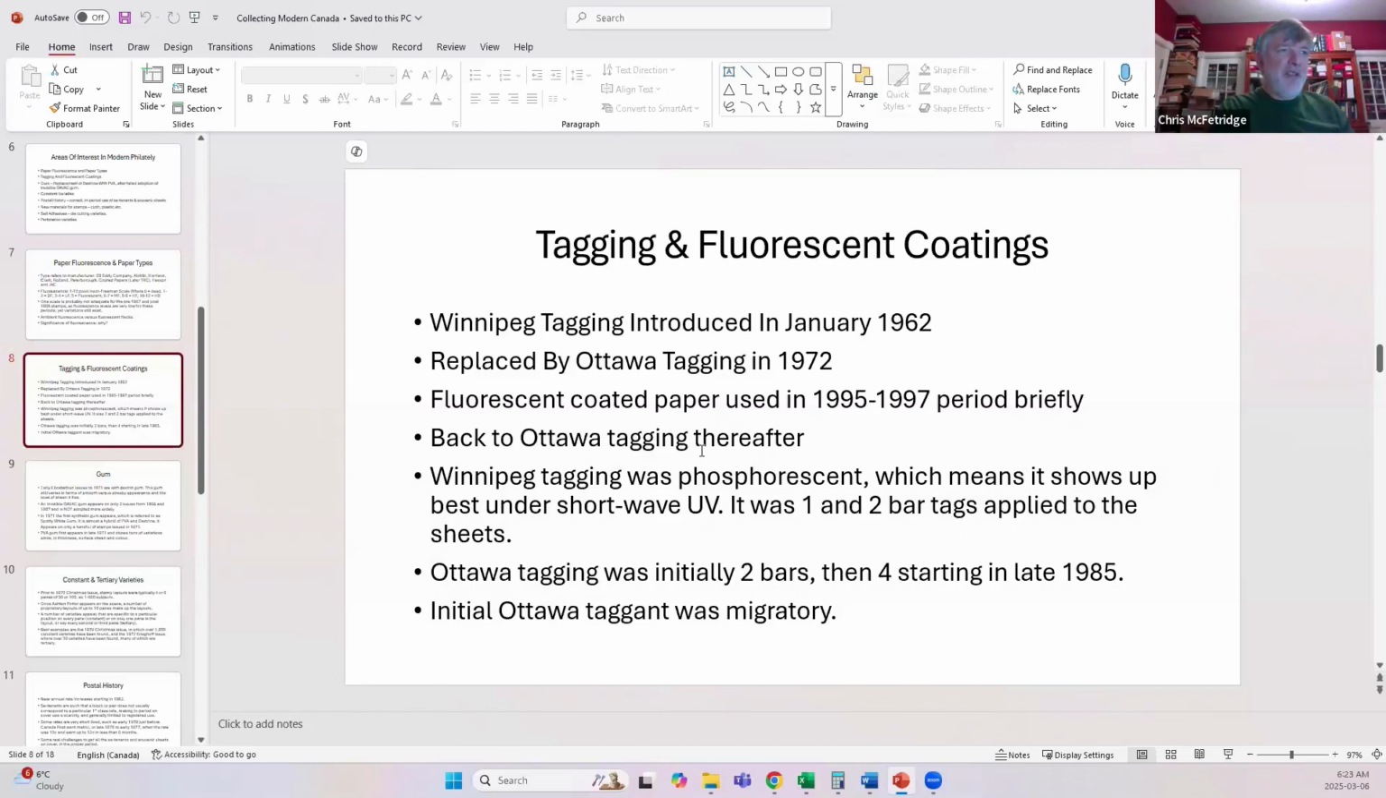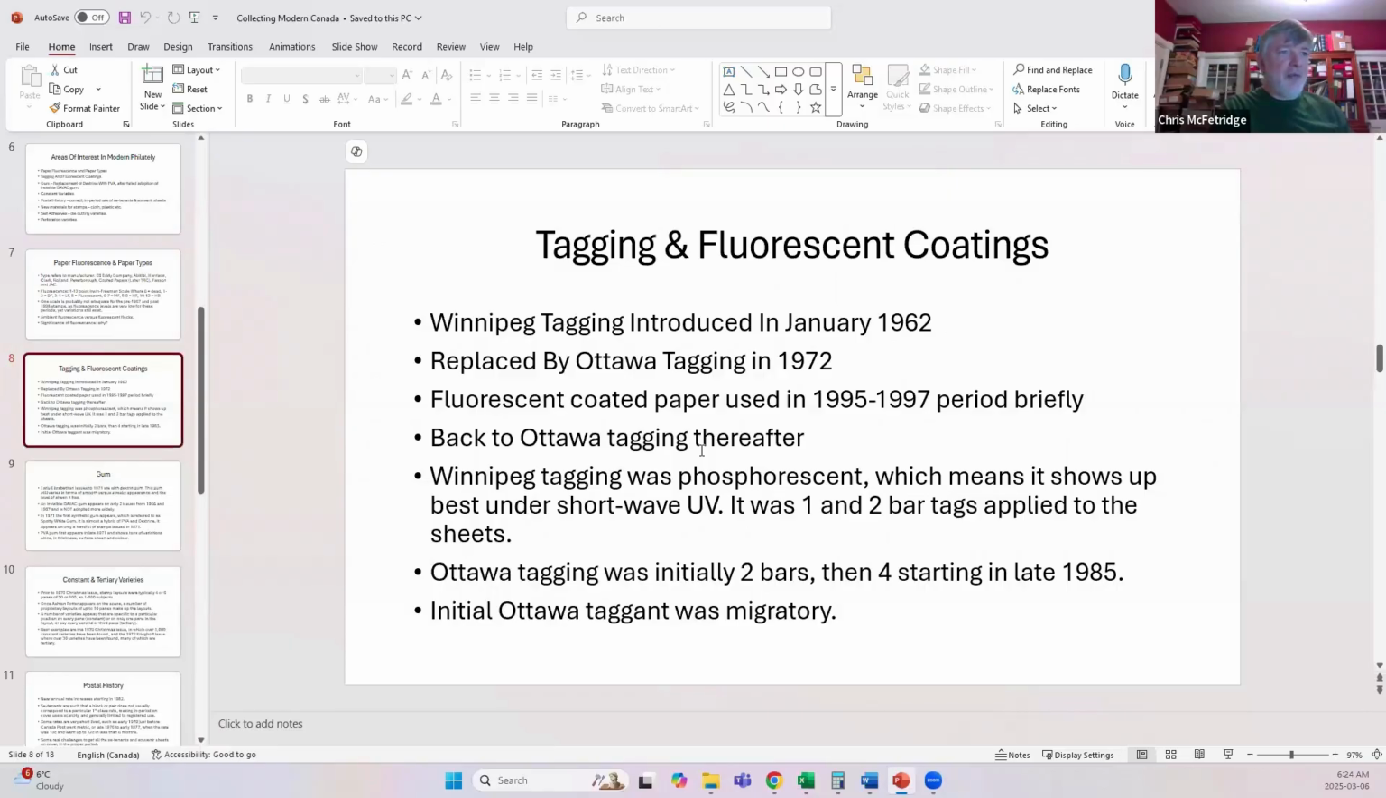And that tagging was used intermittently on various issues from Canada throughout the 60s, right up until 1972. And then it was replaced by a fluorescent tagging called Ottawa tagging in 1972. And Ottawa tagging glows bright green or bright greenish yellow, and it's visible under normal shortwave or long wave UV light. So a black light that you can buy at a hardware store will show it up, and it's safe to look at without any protection for your eyes.